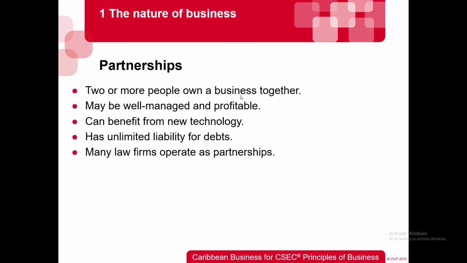So let's go through it again. Some of the points are applicable to the sole trader as we discussed earlier. But the key thing here is that two or more people own a business together. That's a partnership. And if you look at this last point here, many law firms operate as partnerships. That is so true. Many law firms, many doctor associations, many accounting firms.